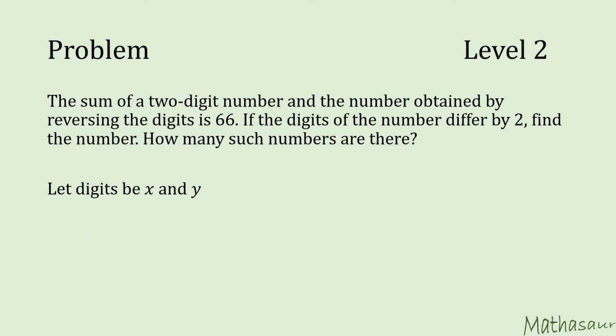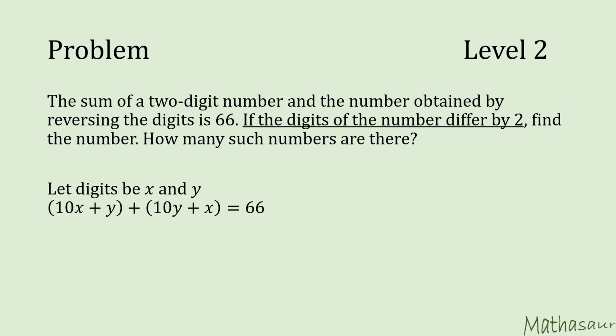So let us represent a number in the expanded form. We would write it as 10x plus y. Now the sum of this two-digit number and the number obtained by reversing the digits. So let us reverse the digits and write it as 10y plus x. Now the sum of these two numbers is given as 66. This gives us the first equation.